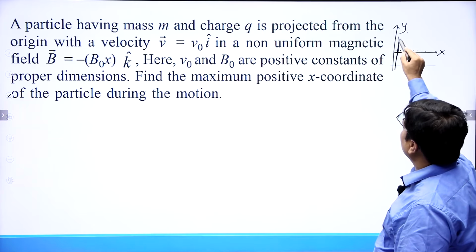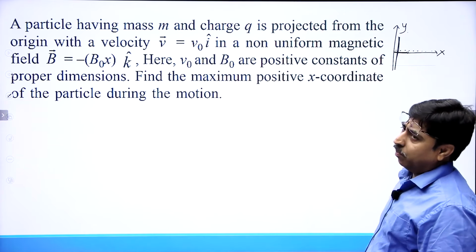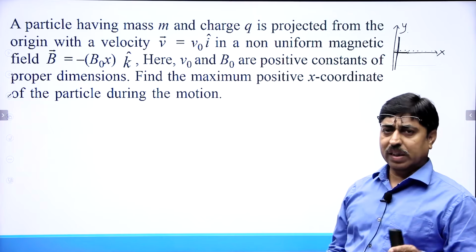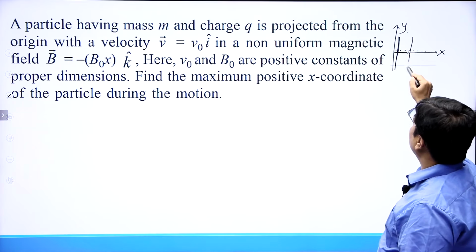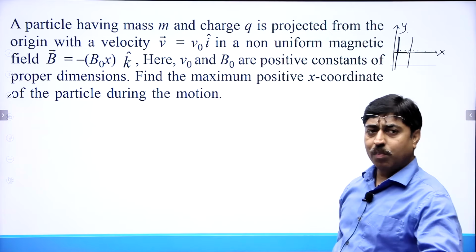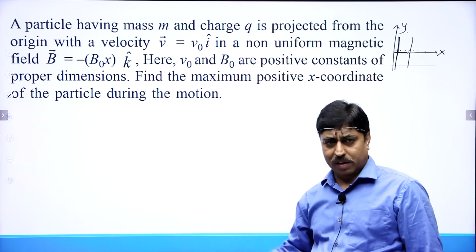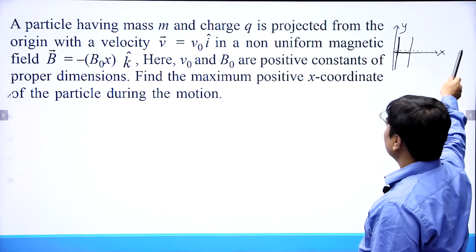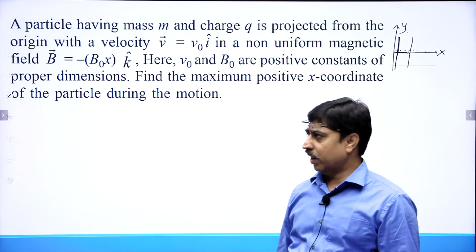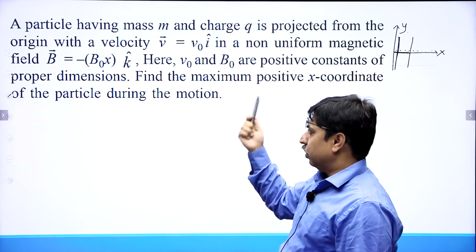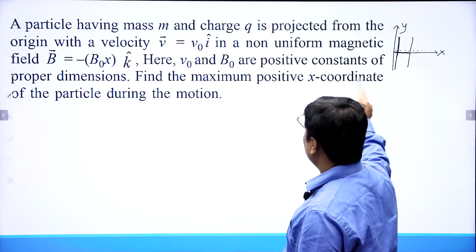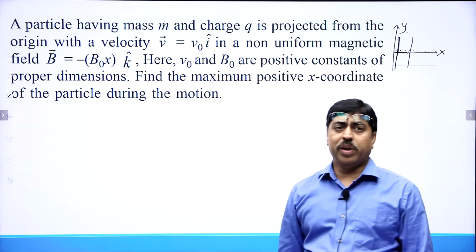On this particular line or in this particular plane, magnetic field has got one value. If x is fixed, magnetic field is fixed. But when you move from here to here on this particular line, the value of magnetic field has changed because x coordinate has changed. So, the magnetic field strength is increasing as you move along the x axis. V naught, B naught are positive constants of proper dimensions. Okay, done. Find the maximum positive x coordinate of the particle during the motion.